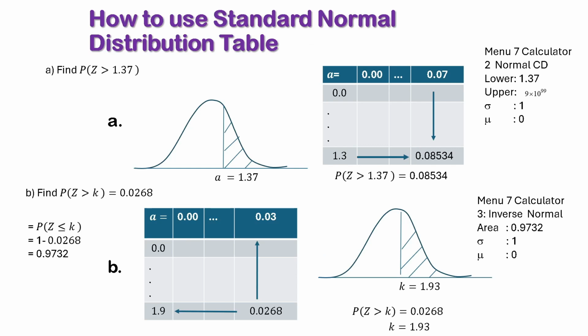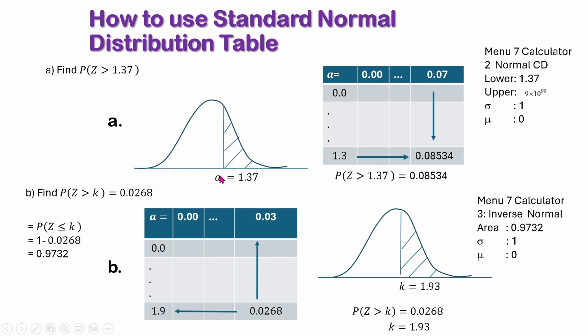How to use a standard normal distribution table and also your scientific calculator. For example, you want to find the probability of Z greater than 1.37. Then you go to your normal distribution table. Z greater than 1.37 in the normal distribution means the area beyond 1.37. So you find the probability Z greater than 1.37.